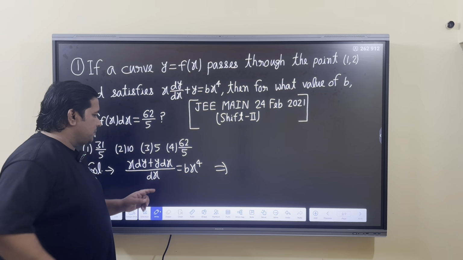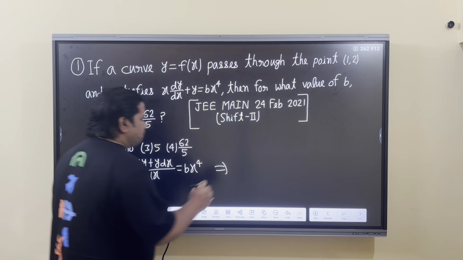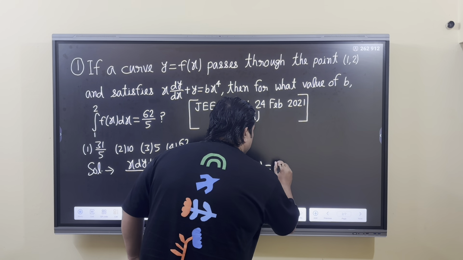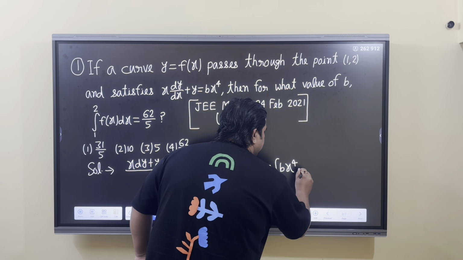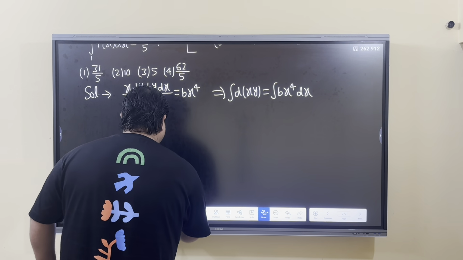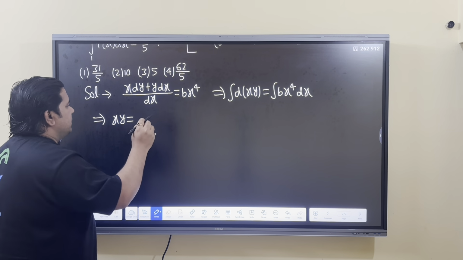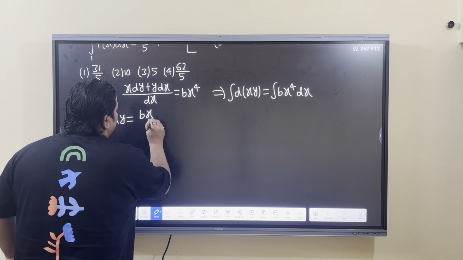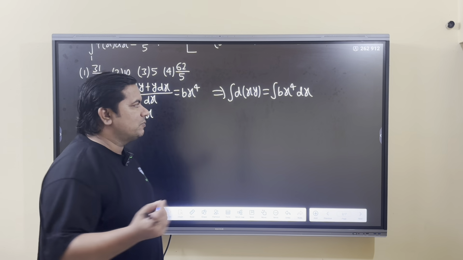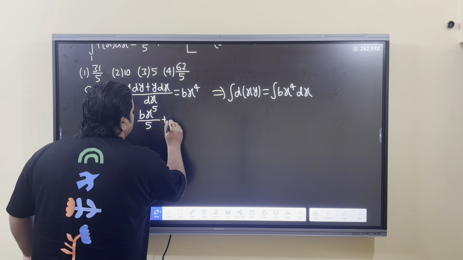Now we'll transpose dx to the right side, and x dy + y dx, we know the formula, it is nothing but d of xy, and we'll put the integration sign on both the sides. So the right side is b x^4 dx. Now after integrating, we'll get xy on the left, and on the right we'll get b into the integration of x^4. The integration of x^n is x^(n+1) divided by n+1. So using that formula it will become x^5 divided by 5, plus a constant.